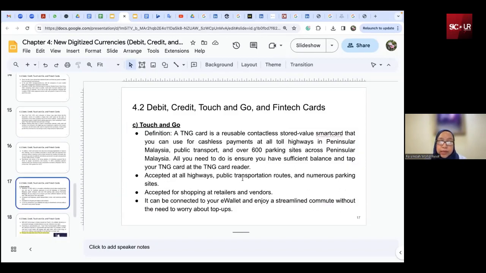Okay, Touch and Go card. So Touch and Go is provided by Touch and Go company. A card is a reusable contactless stored value smart card that you can use for cashless payment at all toll highways in Peninsular Malaysia. I tak tahu kan, Sabah Sarawak. Kalau ada, I ask you lah. You don't use Touch and Go ke kan? Public transport and over 600 parking sites across Peninsular Malaysia. All you need to do is ensure that you have sufficient balance.